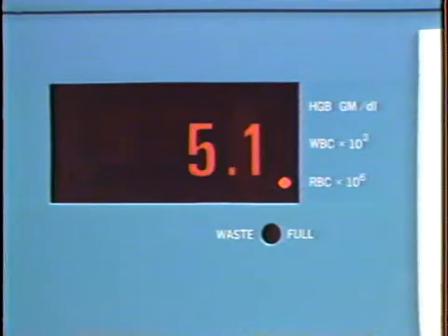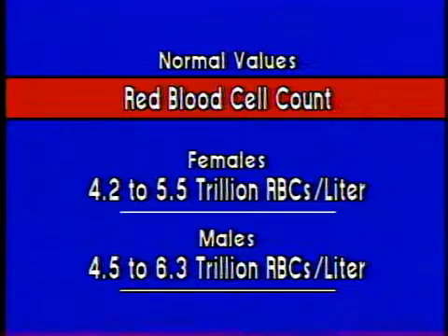Within a few seconds, the red blood cell count appears on the digital display as trillions of red blood cells per liter. A normal value for adult females is 4.2 to 5.5 trillion RBCs per liter. For adult males, it is 4.5 to 6.3 trillion RBCs per liter.